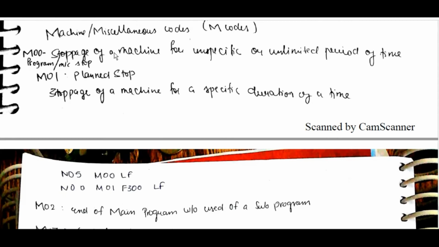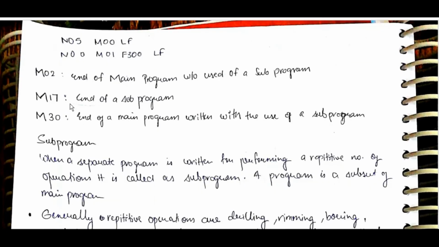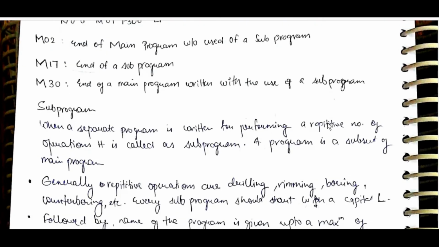Machine or miscellaneous codes: M00 is stoppage of a machine for an unspecified or unlimited period of time, program or machine stop. M01 is optional stoppage of the machine for a specific duration of time. M02 is end of main program without use of a subprogram. M17 is end of subprogram. M30 is end of main program written with use of a subprogram.